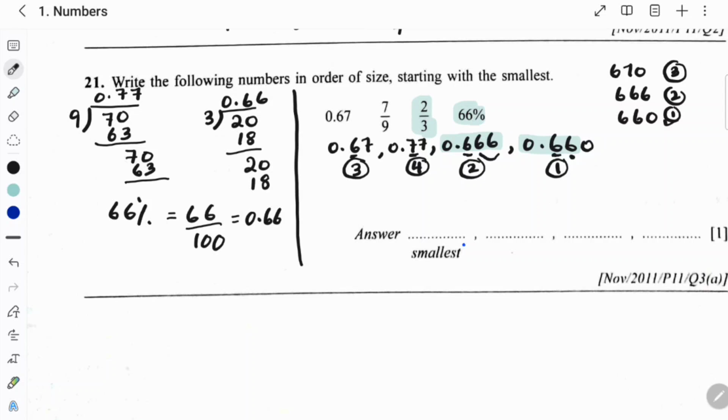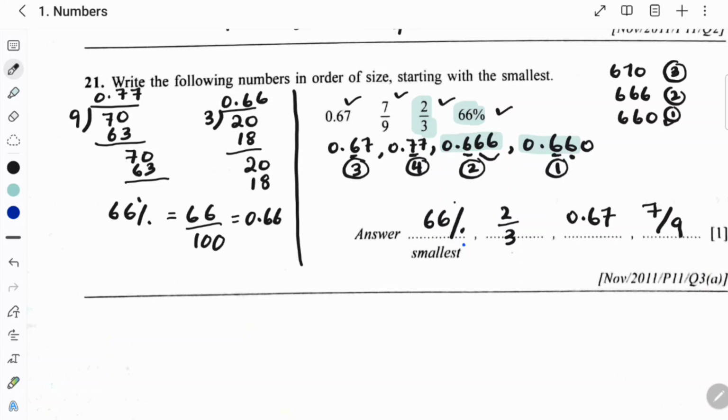But in the answer we write down the same numbers given in the question. Remember this. The first number is 0.66, that is 66%. The second number is 0.666, that's why we are writing 2/3 here. The third number is 0.67, that is 0.67. That's the original number, we didn't have to change it. The last number is 0.77, that is becoming 7/9. So this is the correct answer for this question.